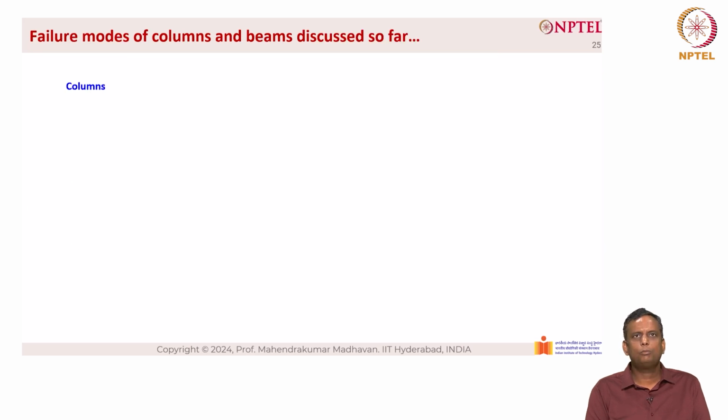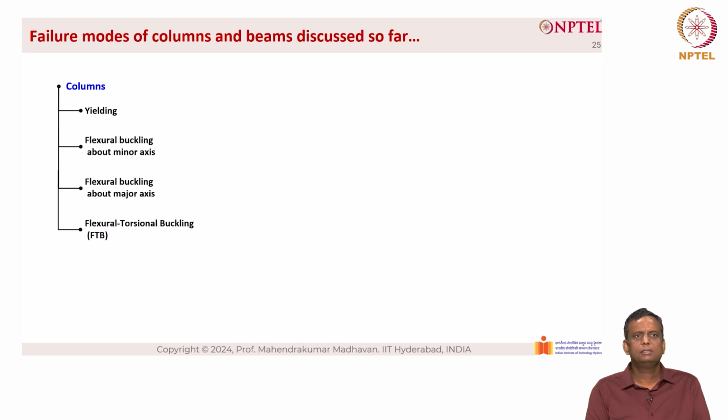Let us look at the failure modes of the columns and the beams discussed so far. Columns can fail by yielding, by flexural buckling about the minor axis, by flexural buckling about the major axis, or by flexural torsional buckling, whereas beams can fail by yielding or by lateral torsional buckling. Now these modes of buckling represent global buckling modes, which happen at the member level.